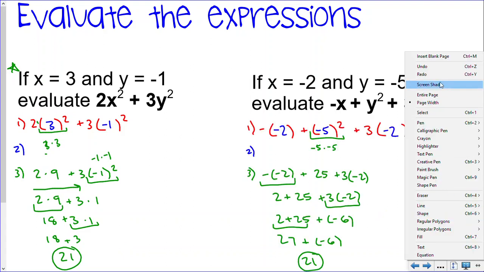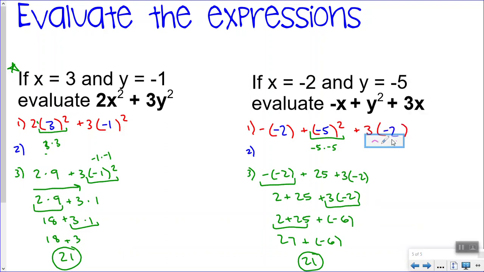Alright, so if we look at this one again, we always start the same way. We pull out each of our variables and put in parentheses. Everything else that's in the problem, this negative sign, this plus sign, this exponent, this plus 3, that all stays the same. Then we substitute in our replacement values where the variables used to be.